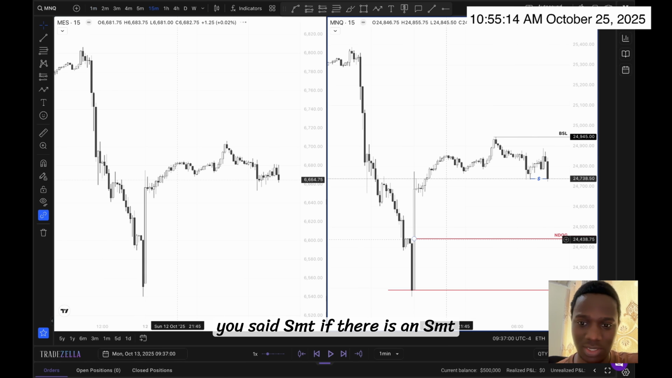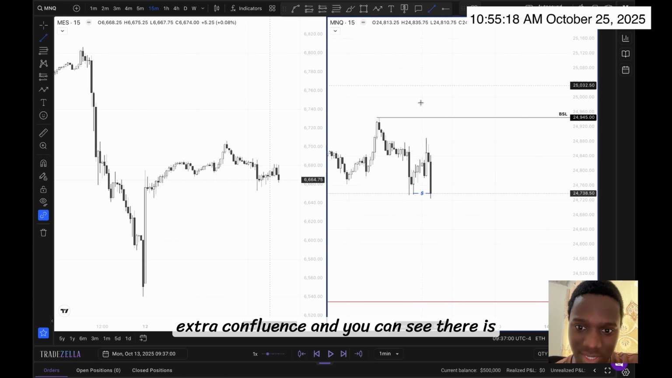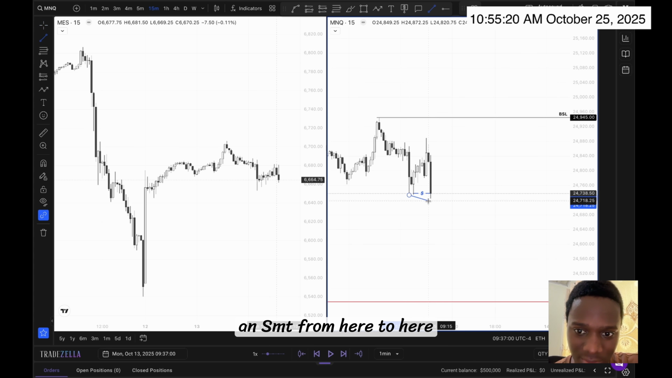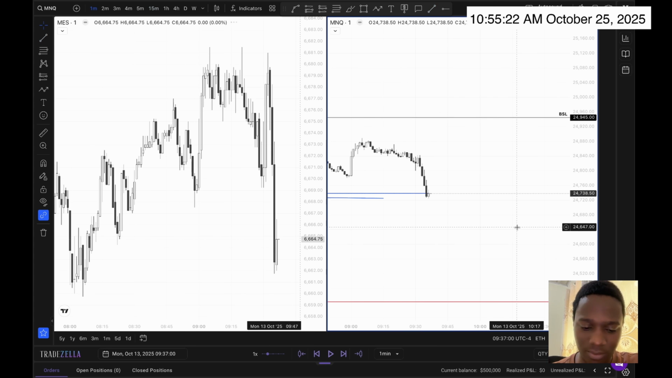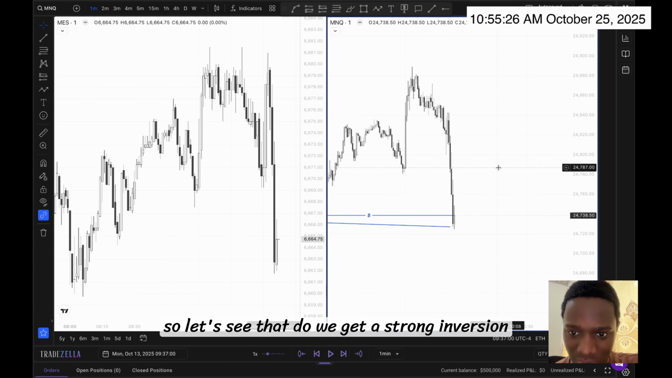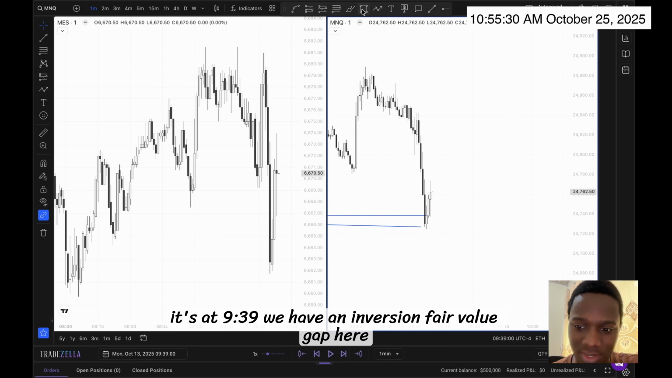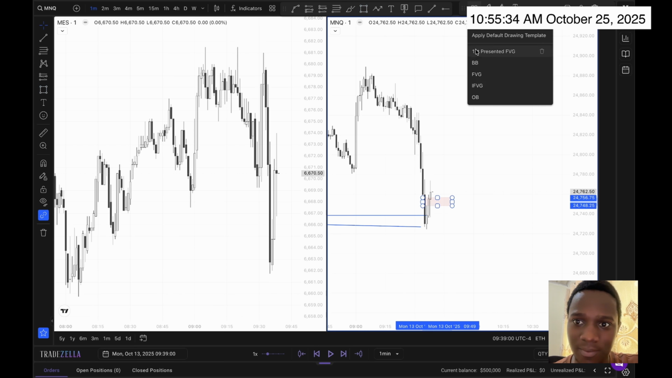As I said, SMT. If there is an SMT, it's for confluence, and you can see there is an SMT from here to here. So very good SMT on the lows. So let's see that. Do we get a strong inversion? Right there, we get one. It's at 9:39. We have an inversion fair value gap here.